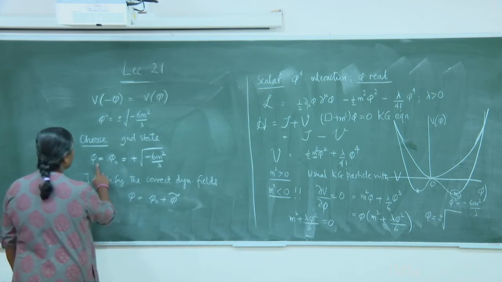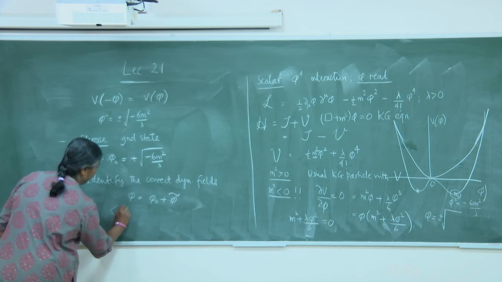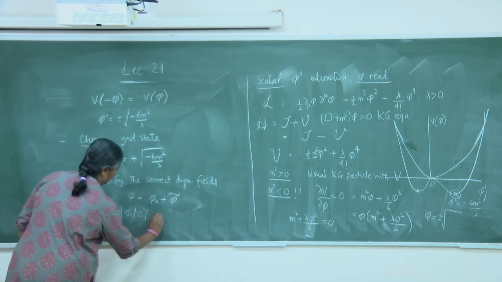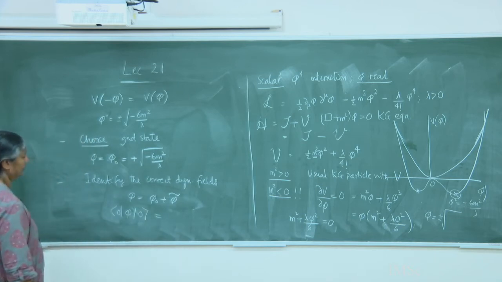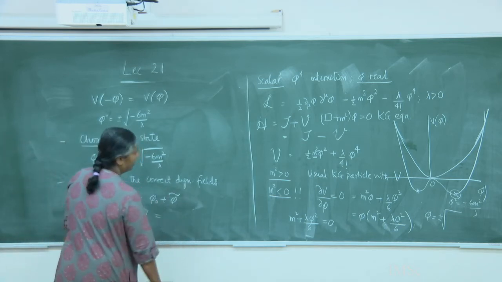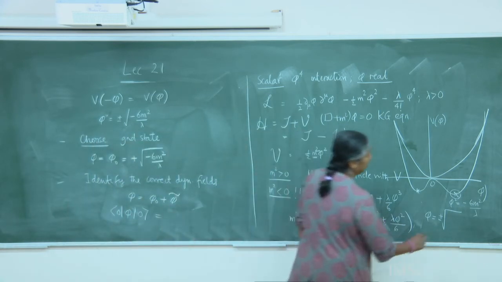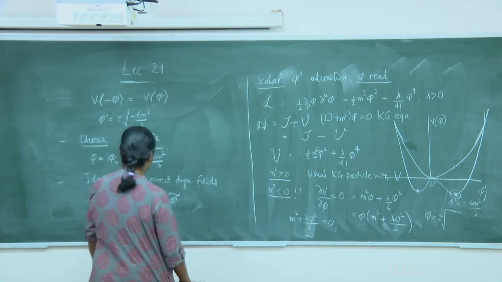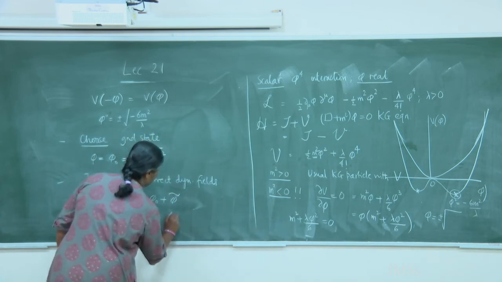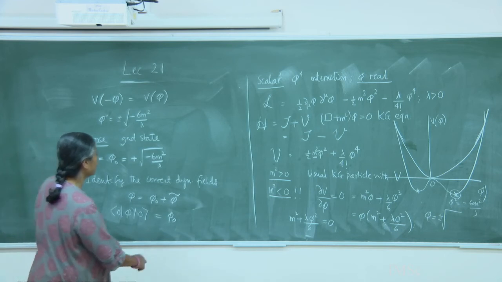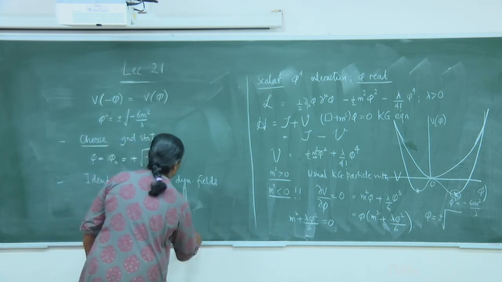So if I ask what is the vacuum expectation value of this field, the vacuum expectation value of this field is the value in its ground state, which is the vacuum value, and therefore that is phi naught. Now what is the vacuum expectation value of the phi tilde field?